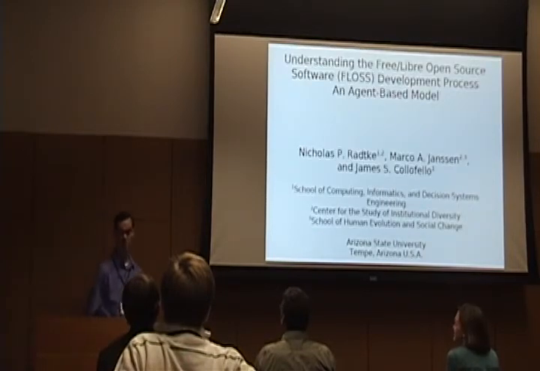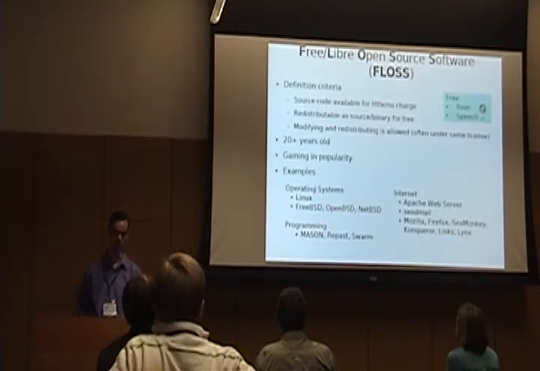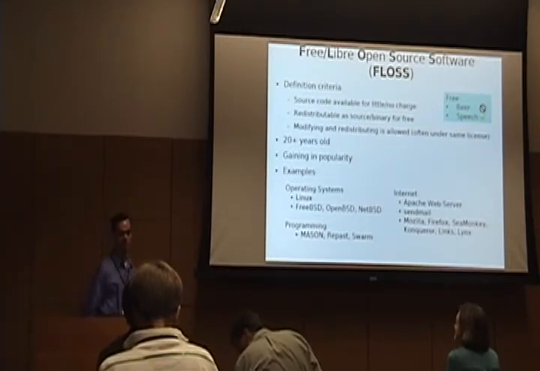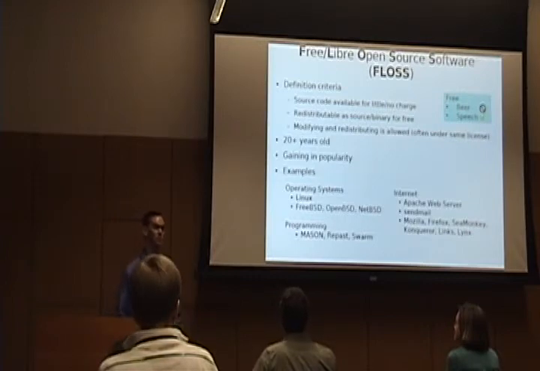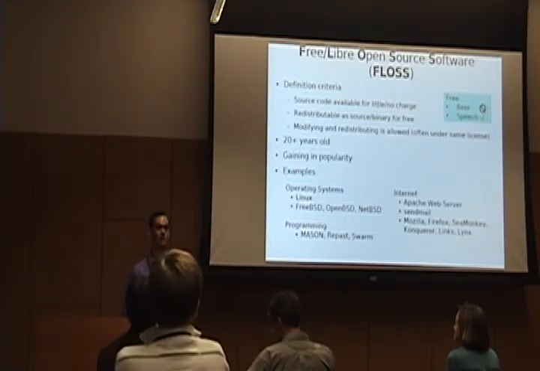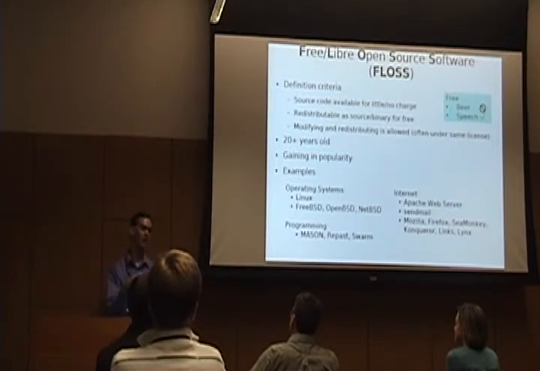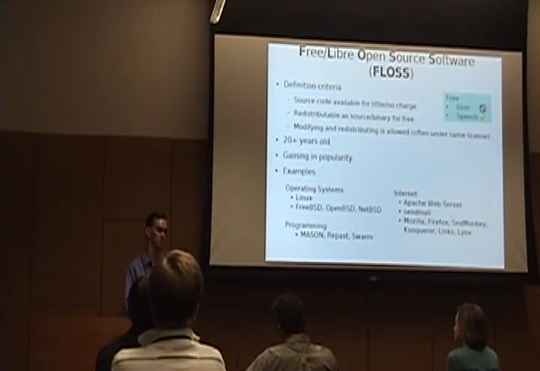What I'm looking at is understanding the free Libre open source software development process using agent-based modeling. So basically, as he mentioned, free and Libre open source software is a licensing issue. Basically, it says that the source code is going to remain open in one way, shape, or form, although there are possibilities for taking it, modifying it, and closing it up depending on the license. But the point is, when it's released under an open source license, this source code has to be available.